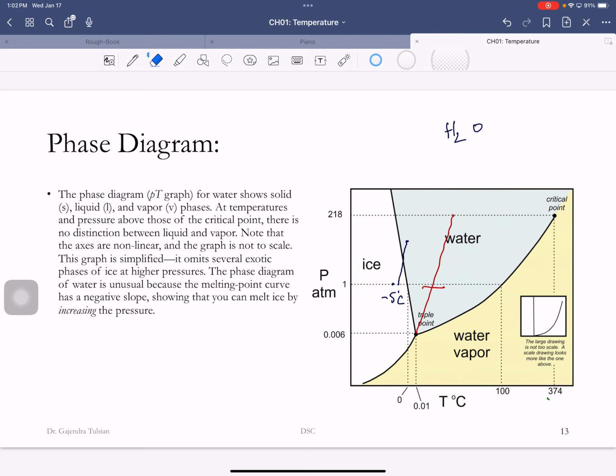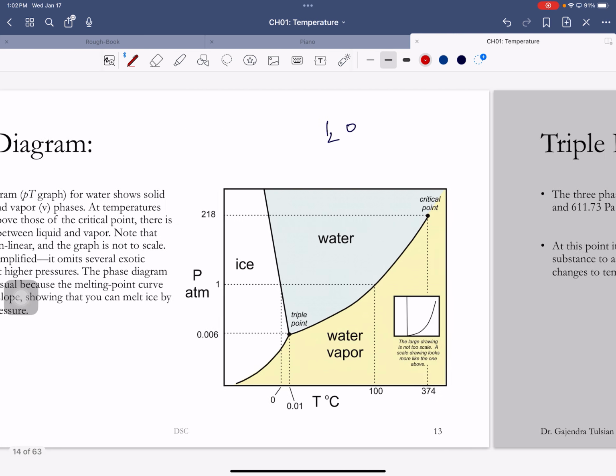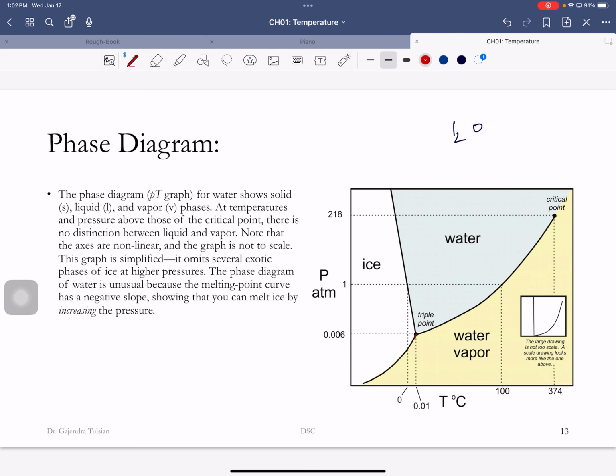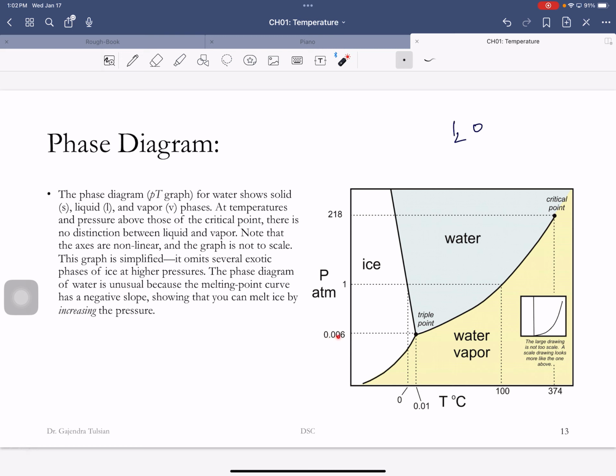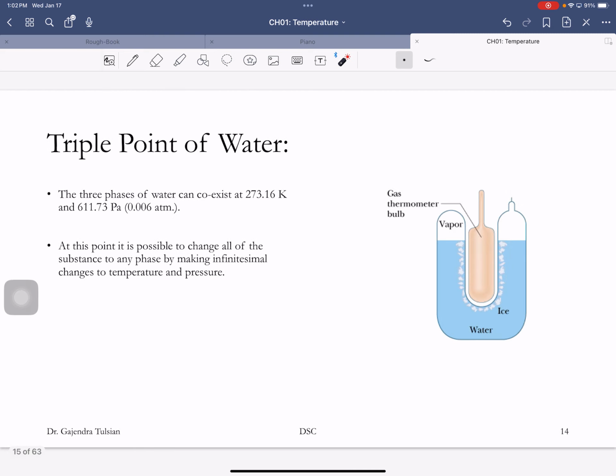All right, anyway, all that aside, phase diagrams are very important, and you need to understand those. So here's the triple point of water. At this precise temperature and pressure, all 3 phases of water can coexist, and then you could go to any phase. The triple point of water happens to be 0.006 atmospheres and 0.01 degrees Celsius.